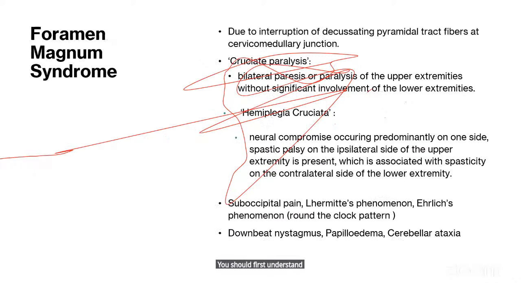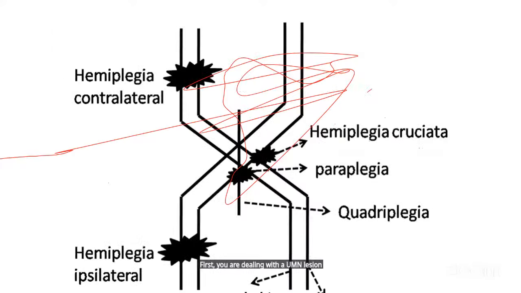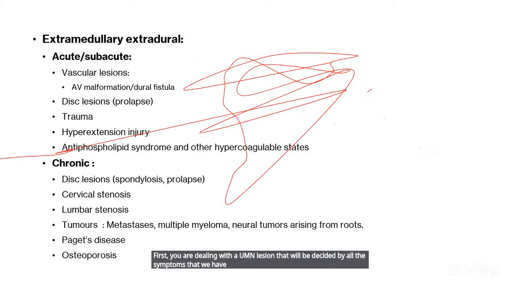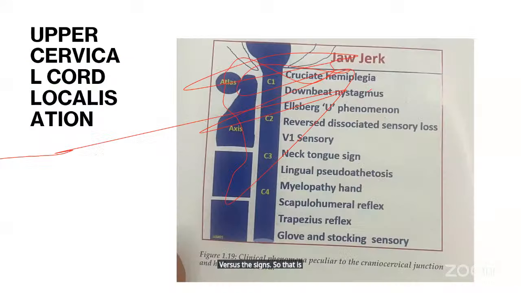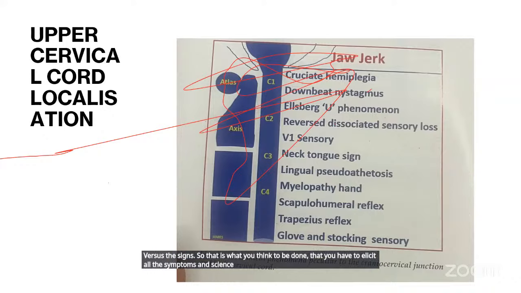So I think from the UMN part that we have learned today, you should first understand the basic concepts, that first you are dealing with a UMN lesion, which will be decided by all the symptoms that we have discussed today versus the signs. So you have to elicit all the symptoms and signs that will help in differentiating UMN versus LMN.